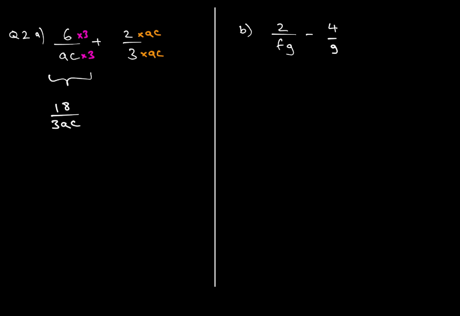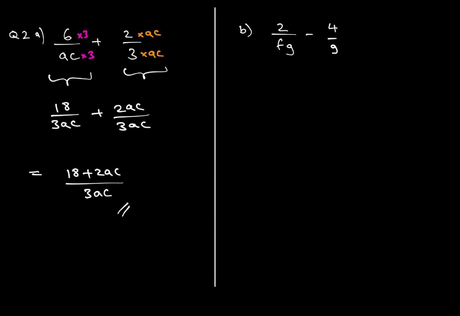Just make sure your numbers go before your letters and your letters are in alphabetical order. And then I'm going to add the second fraction, which is 2 times AC, which is 2AC, over 3 times AC, which is 3AC. Now that the denominators are the same, I can add them. So I've got 18 plus 2AC in the numerators, and the denominator just becomes 3AC. And I can stop there. Moving on to question B.